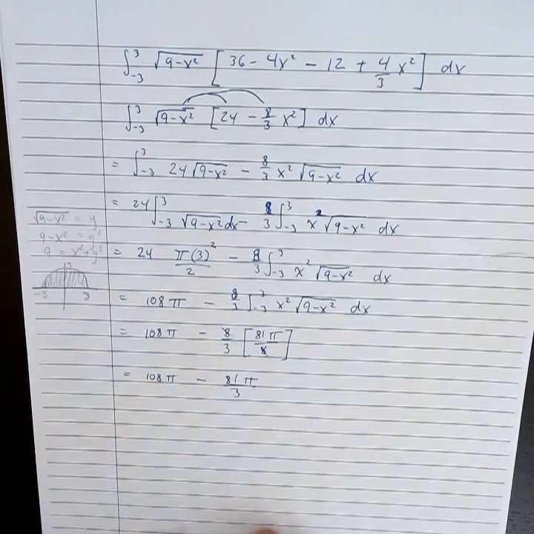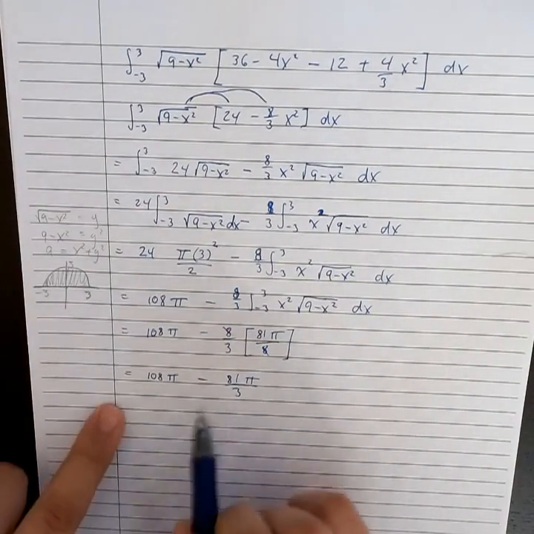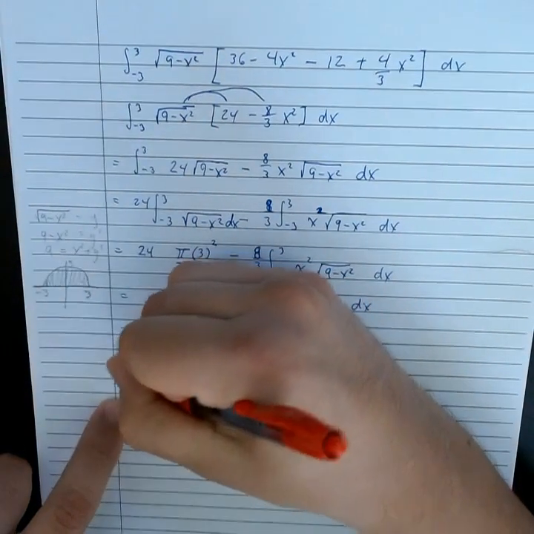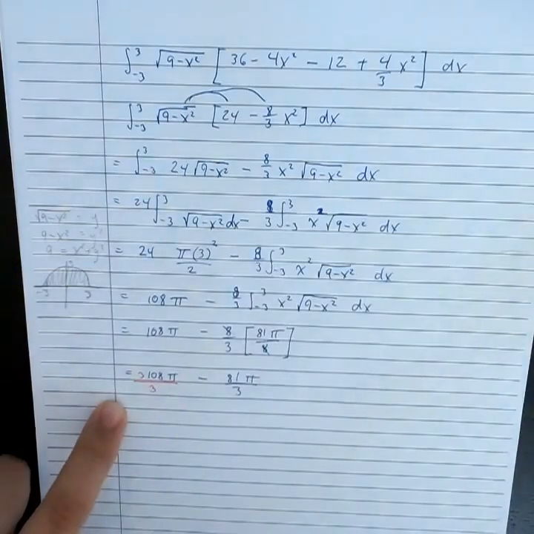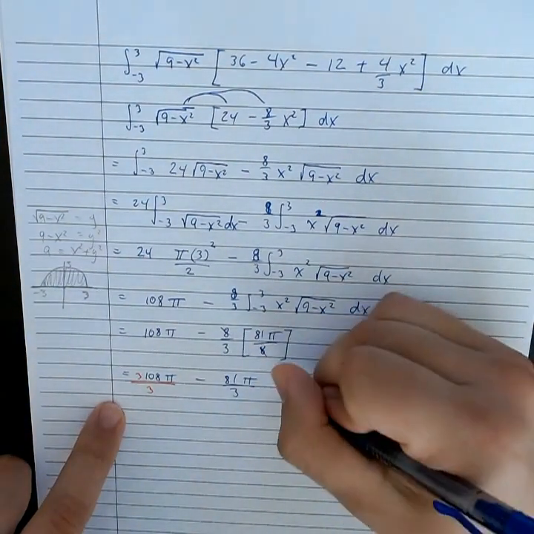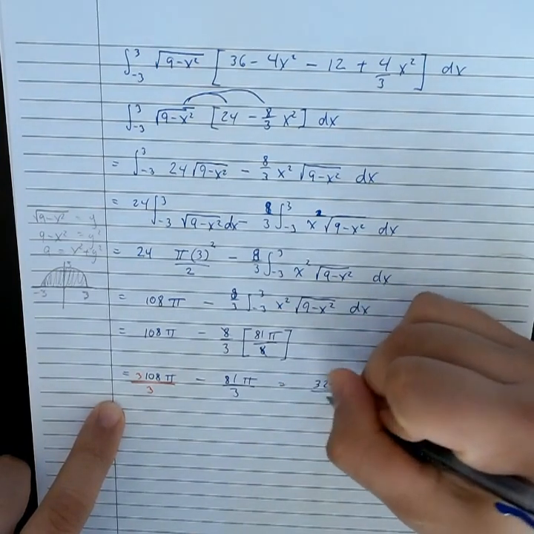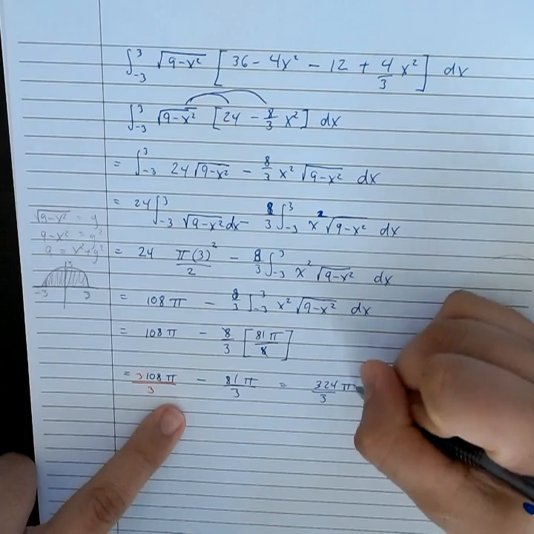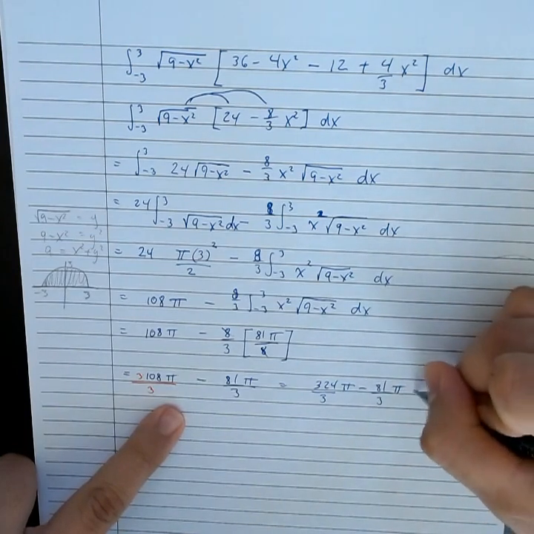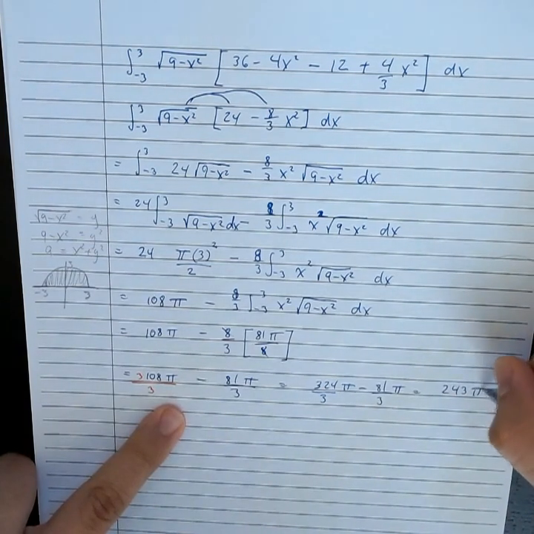And finally, I can combine my like terms. I can give these a common denominator, 3 and 3, like that. And so that would give me 324 over 3, and that's times pi, minus 81 over 3, and that's also times pi. And if I subtract those, I get 243 pi over 3.